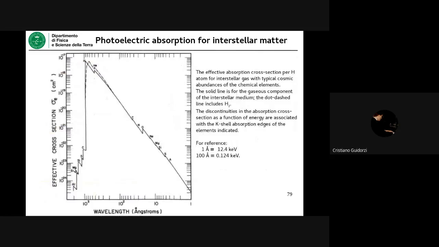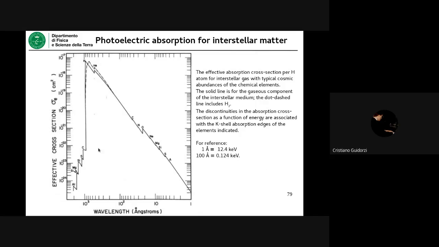This is just the effective cross-section. Again, in the case of interstellar gas, in which some abundances are assumed, you can immediately recognize that this is a weighted sum in which each element with its own K shell, that you can distinguish through all these edges, is strongly depending on the relative abundance.